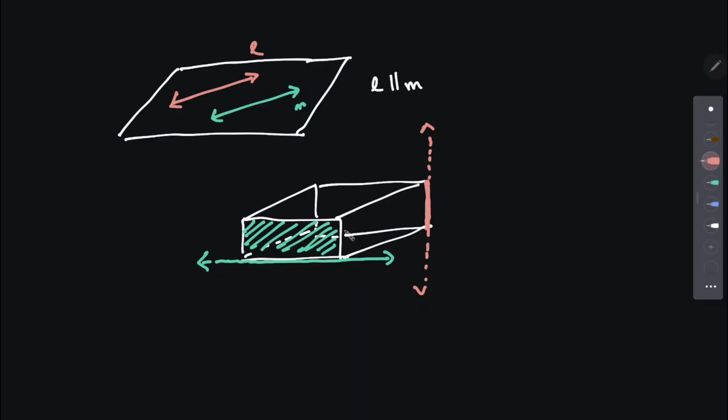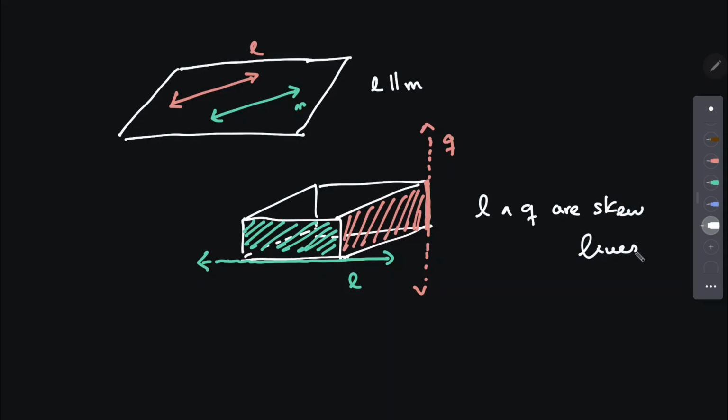If you want, we can talk about this side, right? The line in the back, this one that I'm pointing at right here, is never going to touch the one in the front, the green one. So if this is L and this is, I don't know, Q, then lines L and Q are skew lines. That's the definition for skew lines.